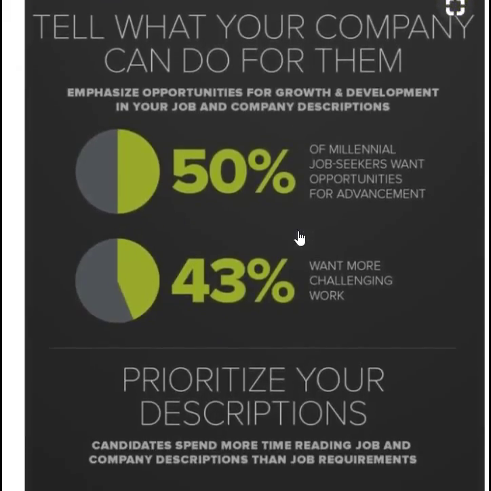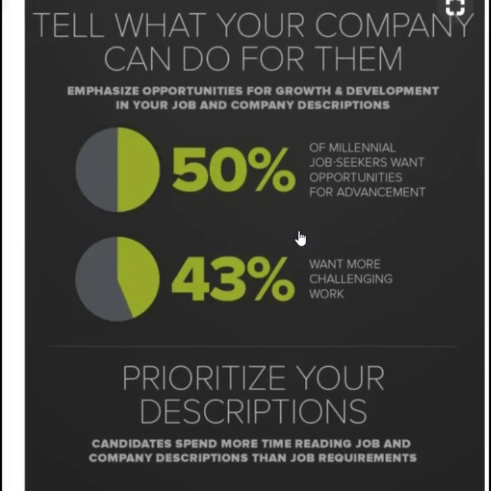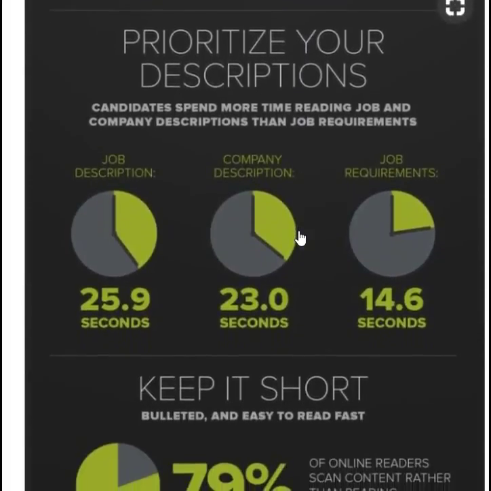Now you have to tell what your company can do for them. Emphasize opportunities for growth and development in your job and company descriptions. 50% of millennial job seekers, that's the young ones, want opportunities for advancement. They don't just want a job, they don't want to just earn money, they want to be good at what they do and they want to excel. And 43% want more challenging work. Right, so prioritize your descriptions.